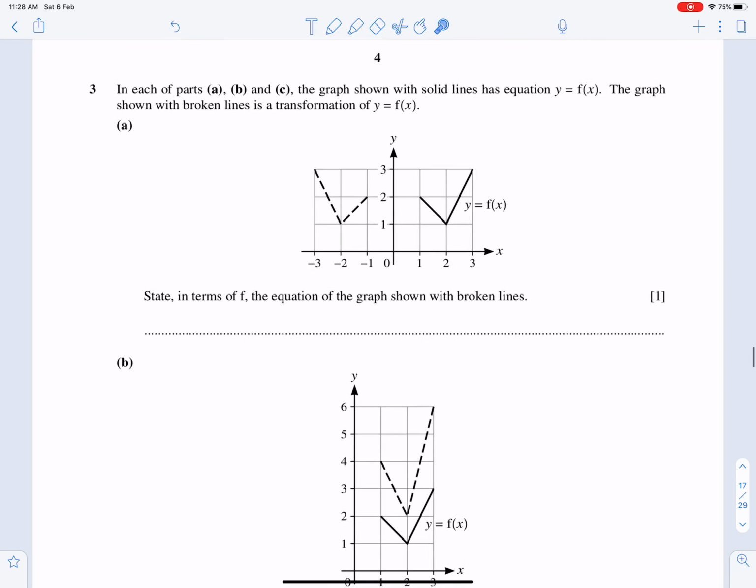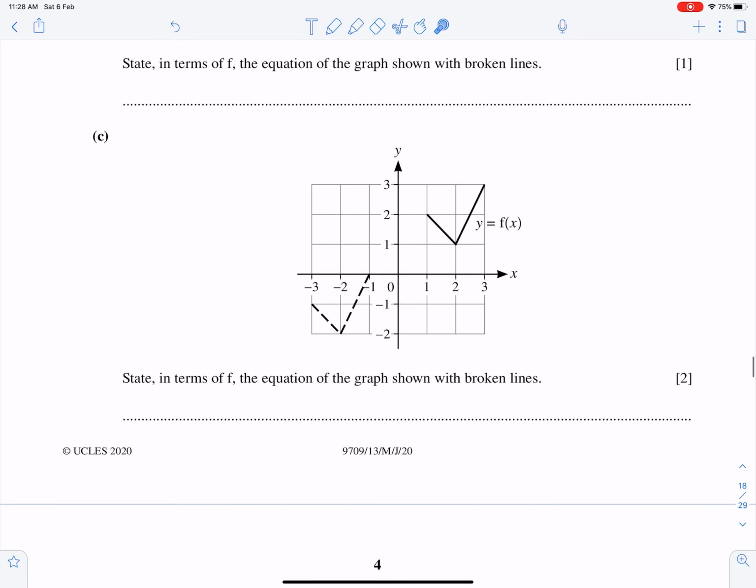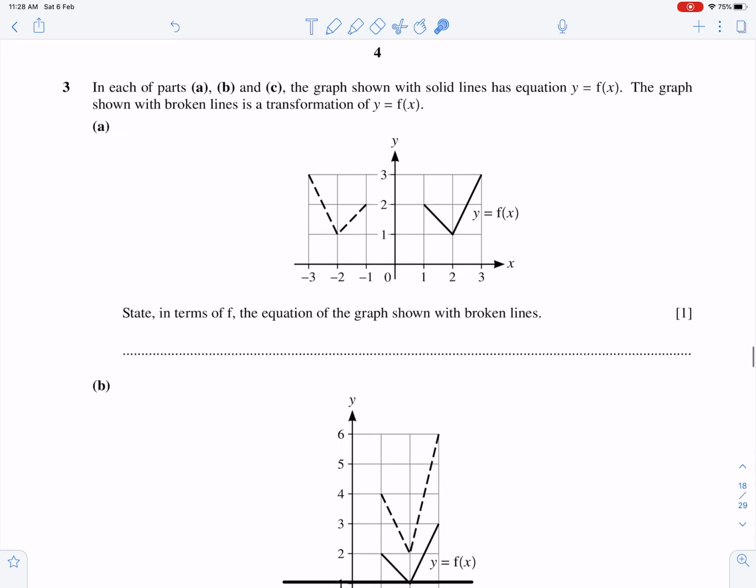Now, past paper questions. This is the question of June 20, paper 1-3. In each of parts A, B, and C, the graph shown with solid lines has equation y is equal to f of x. The graph shown with broken lines is a transformation of y is equal to f of x. This is the image. First, you need to identify the transformation.